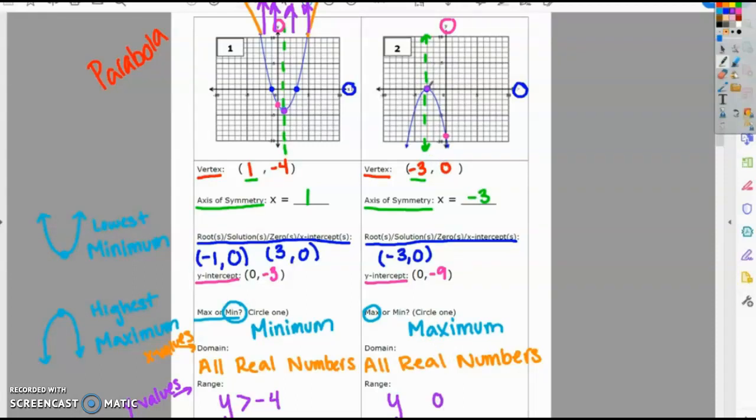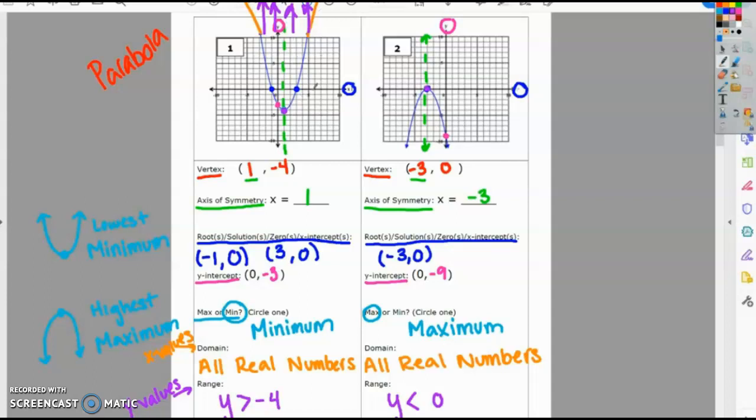Now this time, there are no y values above our vertex. All the y values are below the vertex. So here's our maximum point. There's nothing above it. So our y values are everything less than this 0. So y is less than 0.